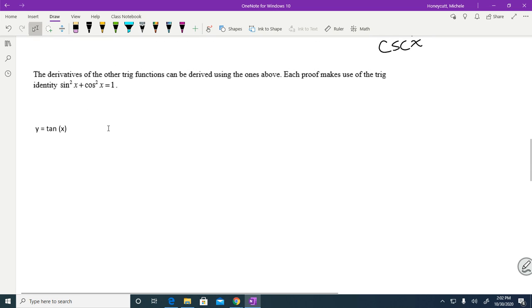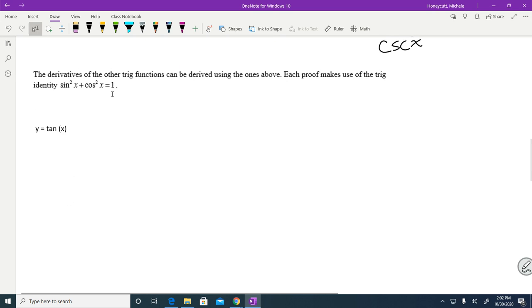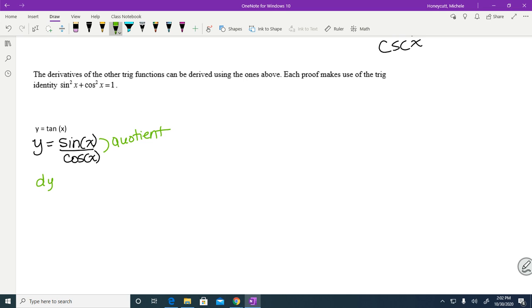Now I have y equals tangent of x right here. Right now, I do not have a rule that will tell me the derivative of tangent. But I do know from pre-calculus that tangent can be rewritten as the sine of x over the cosine of x. That is a trig identity because tangent is the same as sine over cosine. Now I have a quotient, and I can find the derivative of my quotient with the quotient rule. So let's try that, dy dx. The quotient rule is low d high minus high d low over low low.